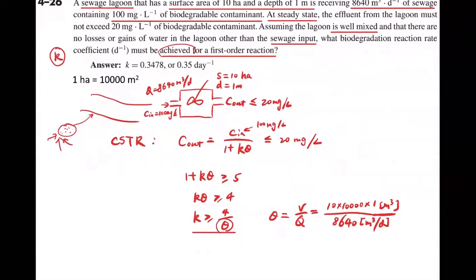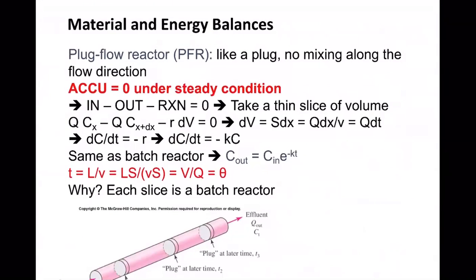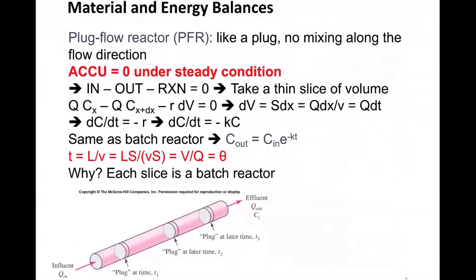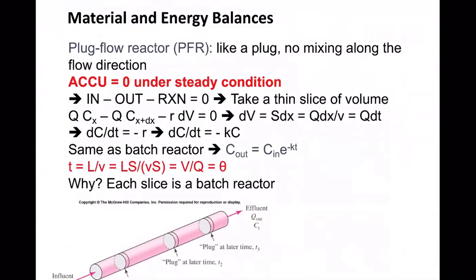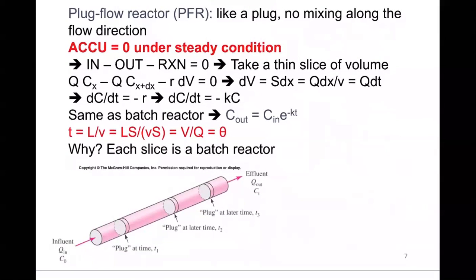I think we just have 5 minutes left, so we should jump into the final reactor type, the PFR. The PFR looks a little bit different compared to the CSTR or batch reactor. You can think of the PFR as a very long tube where you introduce the influent, let's say the contaminated wastewater, and within this tube the reaction takes place like a plug. You can think of a thin slice, and the reaction only takes place within this thin slice.